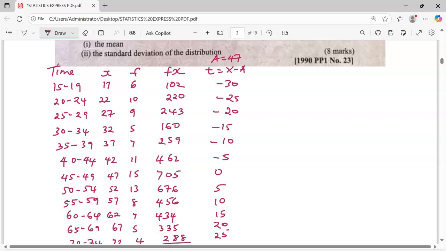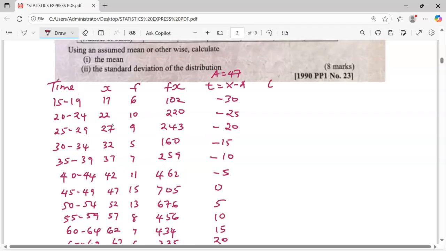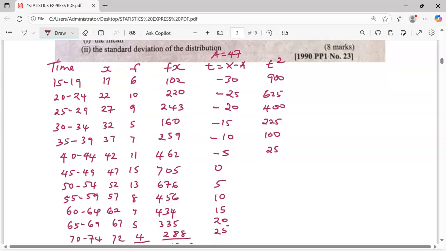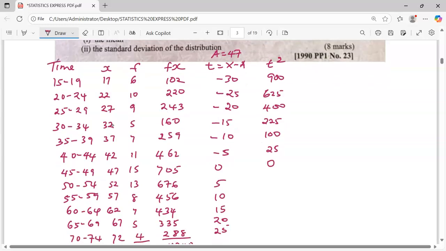After getting t, we can get t squared. So we are going to square the deviations. Negative 30 squared is 900. Negative 25 squared is 625. Negative 20 squared is 400. Negative 15 squared is 225. Negative 10 squared is 100. Negative 5 squared is 25. 0 squared will give us 0.